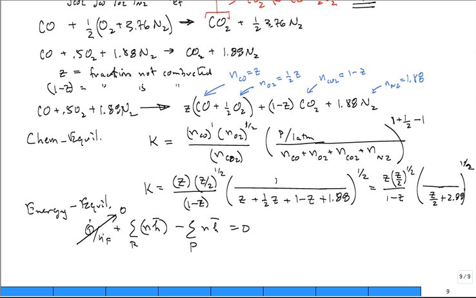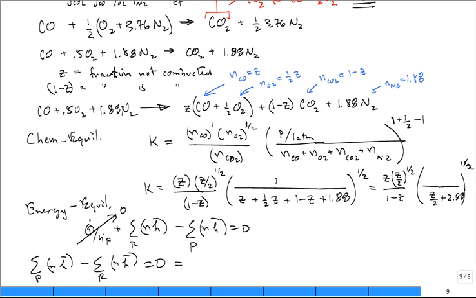So what we end up with is the sum of all the coefficients times the enthalpy for the products minus the reactants equal to 0. So let me write it like this: sum over all the products of N H bar minus the sum over all the reactants of N H bar equal to 0. True? So let's write it out.